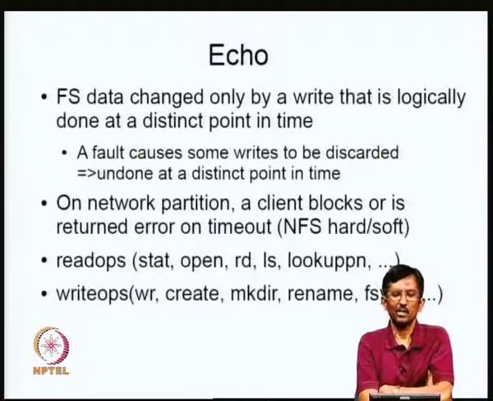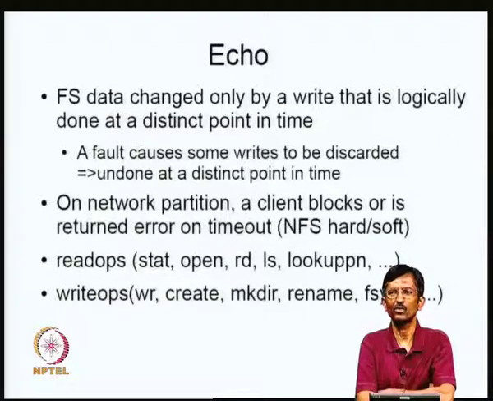So again, to be able to do this, they have a particular model. Basically, file system data is changed only by a write, that is logically done at a distinct point in time. That means even if it is done over a period of time, you can logically see it as being done at precisely one single point in time. Okay. So essentially similar to what we discussed in the case of serializability in databases, or when it comes to the closely synchronous model for message delivery. Okay. This also tries to do something similar.